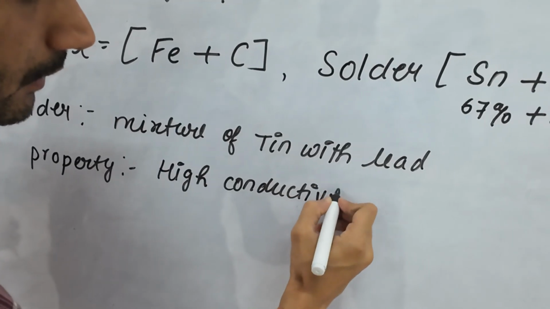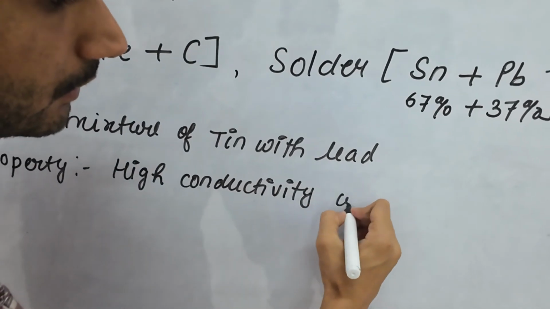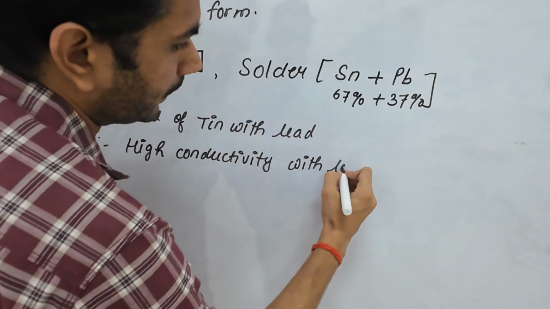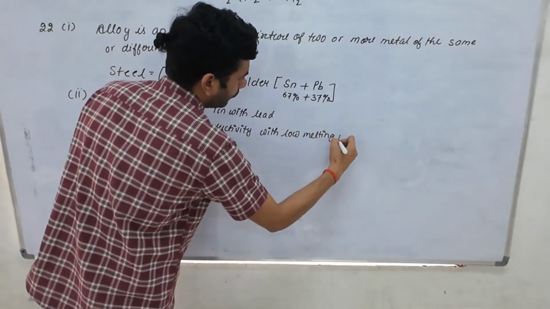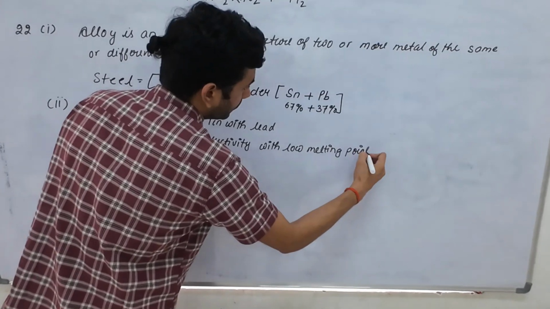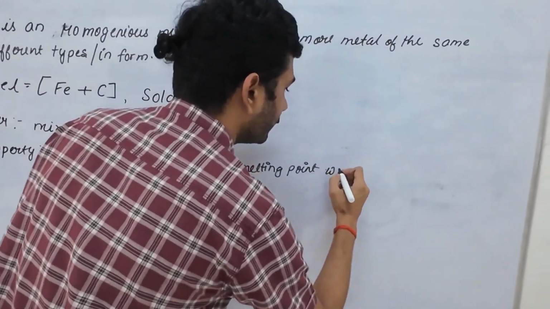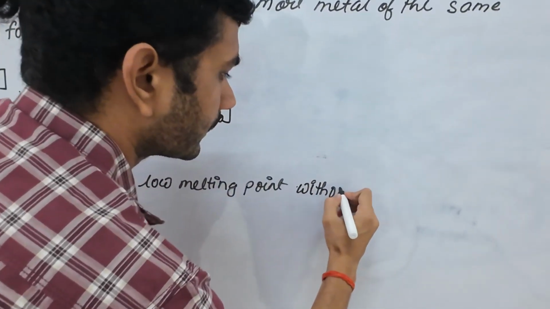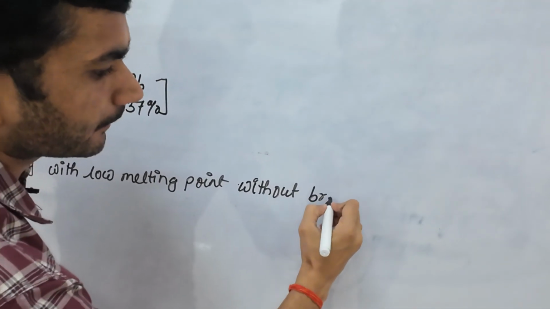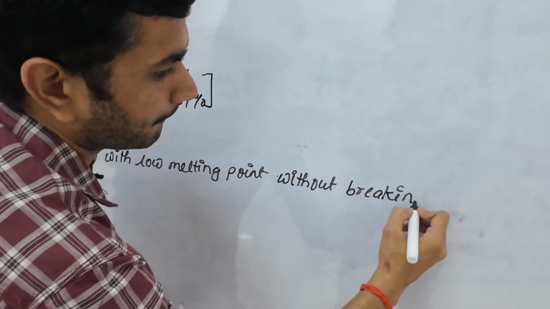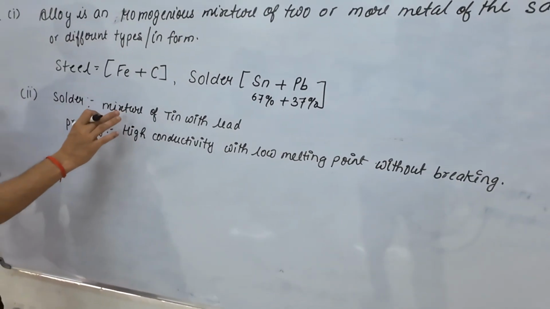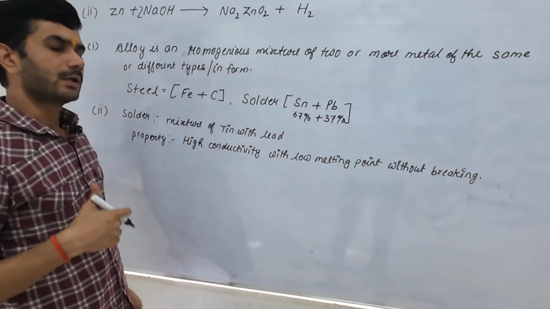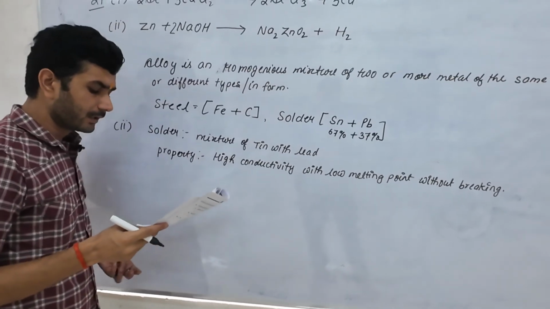The property is high conductivity with low melting point, without breaking. You can write this here. So this is the property of the solder which we are using in electrical wires for the welding purpose.